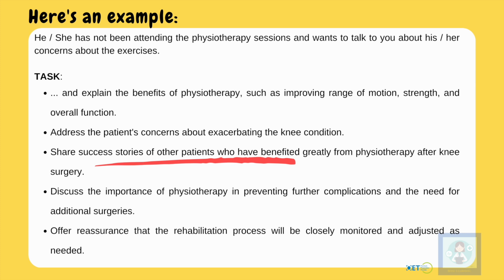Share success stories of other patients who have benefited from physiotherapy. Why do you need to share success stories? Well, I'm using my detective work here, and I'm guessing that maybe the patient has had some horror stories. So they're coming up with some horror stories, so you think of some success stories.